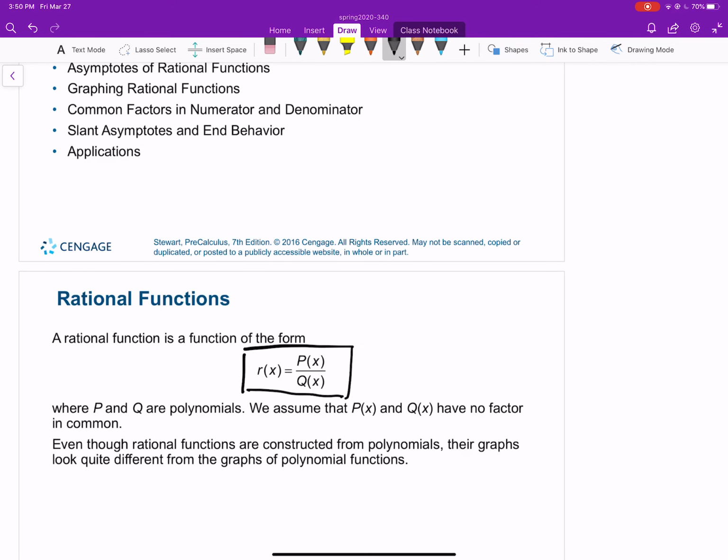A rational function is a function of the form P of x divided by Q of x, where P and Q are polynomials. In this case, we're going to assume that there are no common factors between P and Q. Later on, we'll look at how we handle common factors in our polynomial. But for now, a rational function is strictly a fraction where the numerator is a polynomial and the denominator is a polynomial. It's as simple as that.